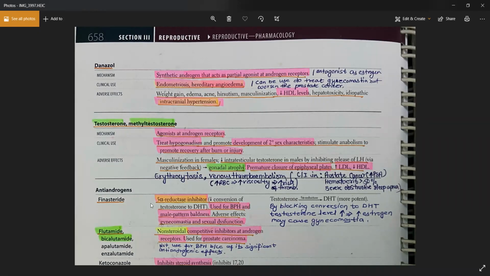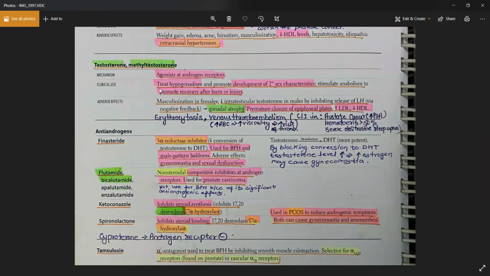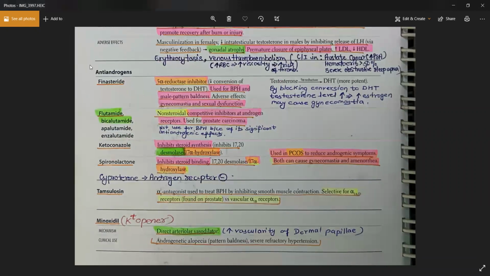Again, the patient will also become infertile, remember? Yes. Note that also. Now some anti-androgen drugs.